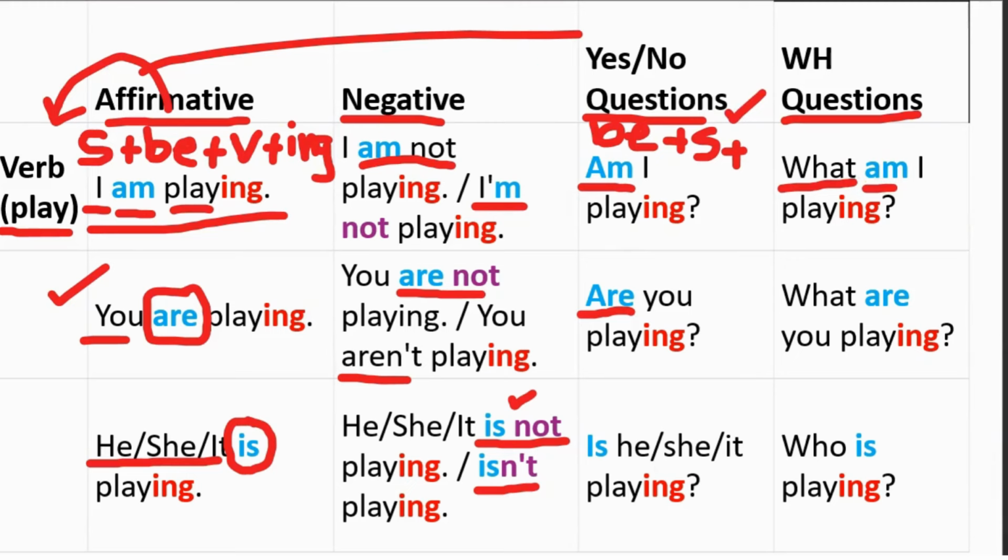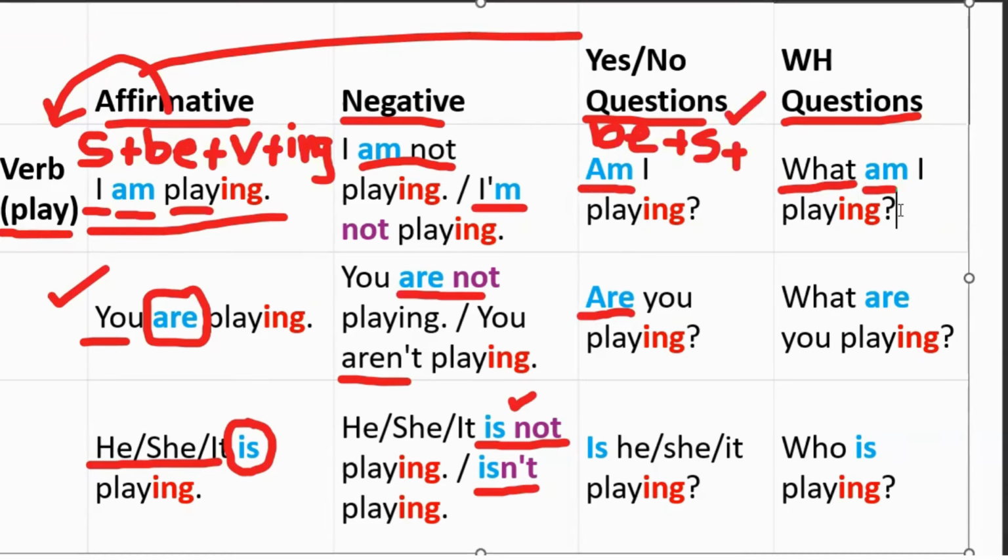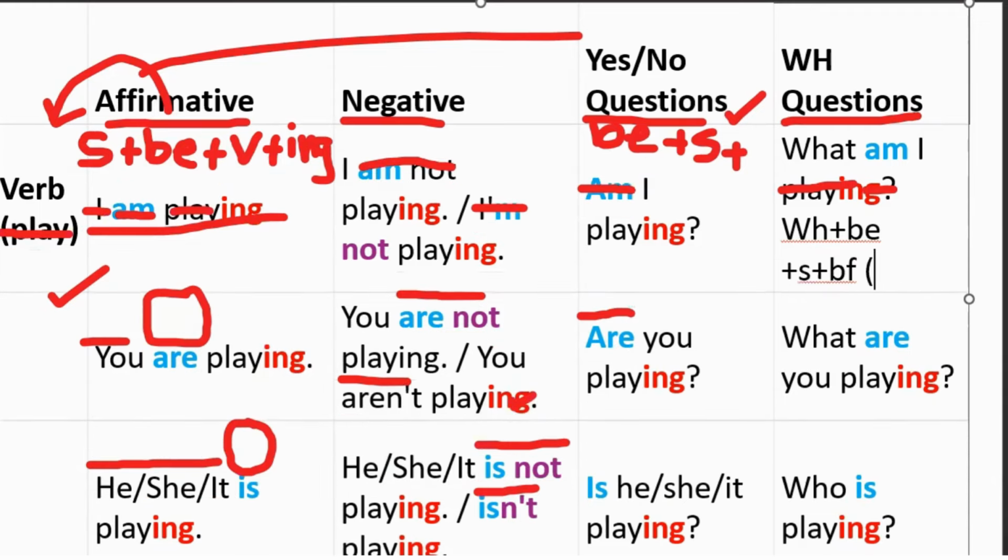So if we have to write the formula here, we can write it like that. WH word plus be form plus subject plus base form of the verb. What are you playing? Who is playing? So I hope this is clear.